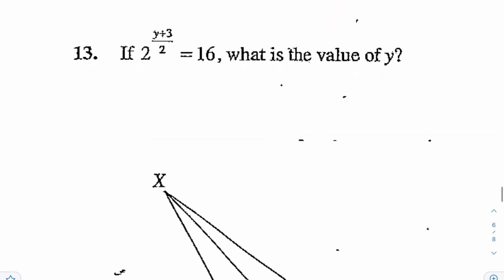All right, next for question number 13. If 2 raised to the (y plus 3) divided by 2 power is equal to 16, then what is the value of y? So here you have 2 different exponents, and you have to make sure that the bases are actually the same. If they're not the same, you can't do this problem. So 16, you're going to have to first rewrite as 2 raised to the 4th power, because 16 is really 2 times 2 times 2 times 2. Once you have both of the bases as 2, you can set the exponents equal. So (y plus 3) over 2, the exponent, has to be equal to 4.